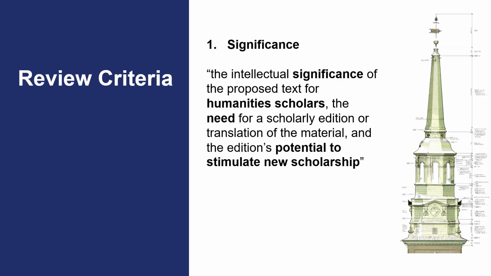The first, and in many ways the most important, of the 5 criteria is significance. And we say in the criteria: the intellectual significance of the proposed text for humanities scholars, the need for scholarly editions or translation of the material, and the edition's potential to stimulate new scholarship. Each of the things I bold there I could gloss a bit, but the important thing to realize is that you make the case for the significance for humanities scholars, and that there is an ongoing need for an edition.